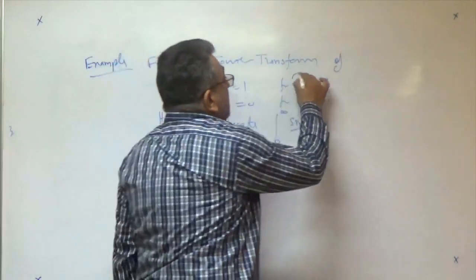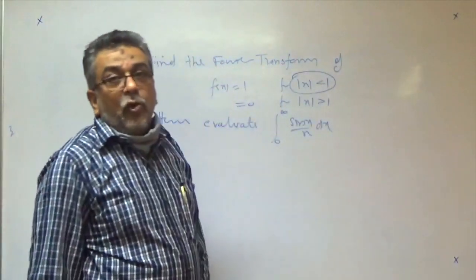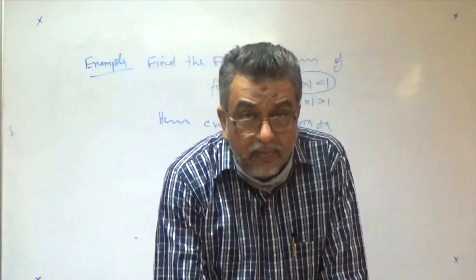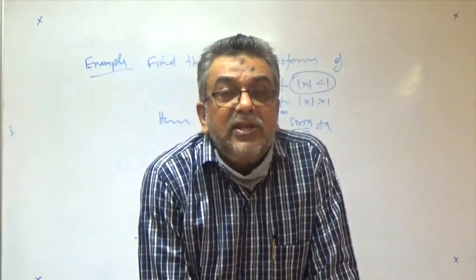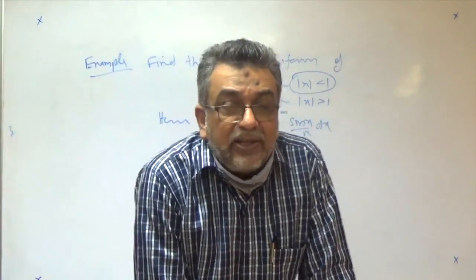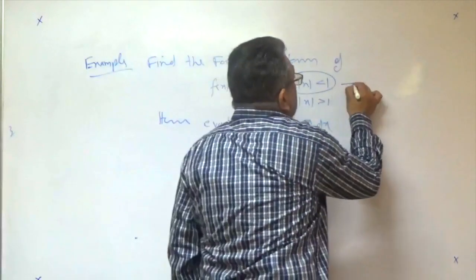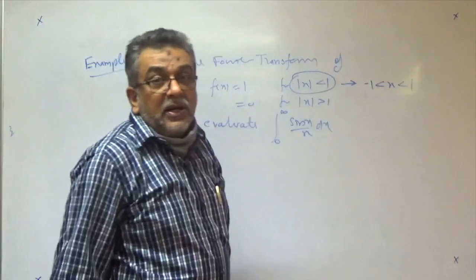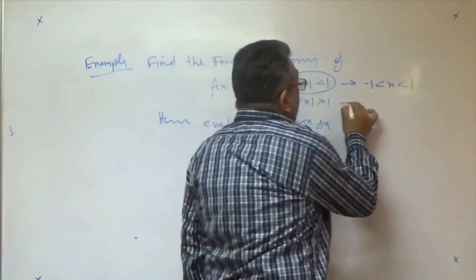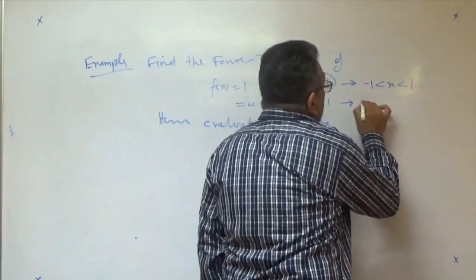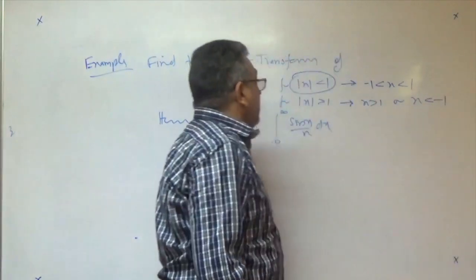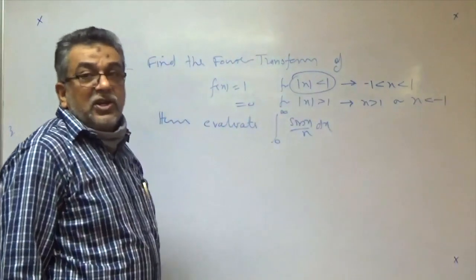Then you know that this is the mod value. We can open this because you know that mod x is equal to plus x when x is positive, mod x equal to minus x when x is negative, and mod x equal to 0 when x is 0. So you can open this: minus 1 is less than x is less than plus 1. Alright? And this can be opened: if mod x is greater than 1, then x is greater than 1 or x is less than minus 1. Right? These are the definitions.